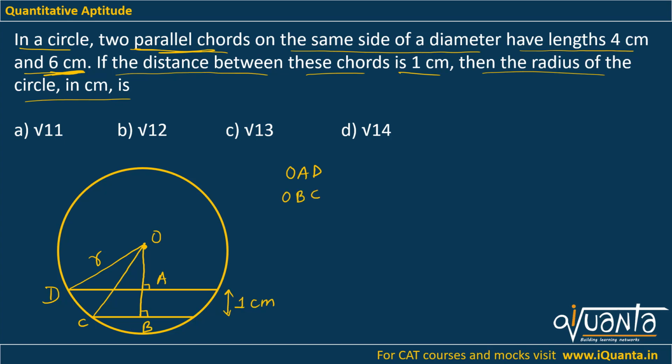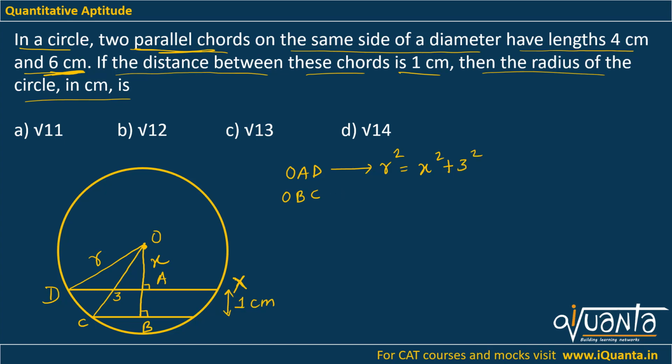A right angle triangle means Pythagoras theorem will be applicable over here. So if I talk about triangle OAD first, then I can say that OD square, that means OD is R, so R square will be equal to OA square plus AD square. Now I do not know the length of OA, so let me assume that this is X. So X square plus AD square. I know that the length of this chord, let it be DE, was 6 cm. So the length of AD will be half of 6, that means 3. So 3 square here. So this is one of the equations that I am getting.